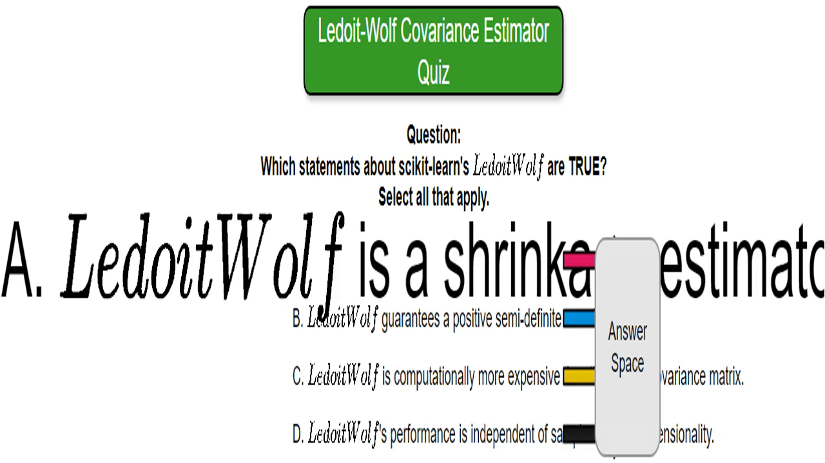Shrinkage estimators work by combining the sample covariance matrix, a direct calculation from your data, with another matrix, often a simpler one. This helps improve the accuracy of the estimate, especially when you have many variables but few data points. I'm asking if you understand that LedoitWolf ensures that the resulting covariance matrix is positive semi-definite. This is important because a covariance matrix must be positive semi-definite to be mathematically valid. This property is not always guaranteed by a standard calculation.